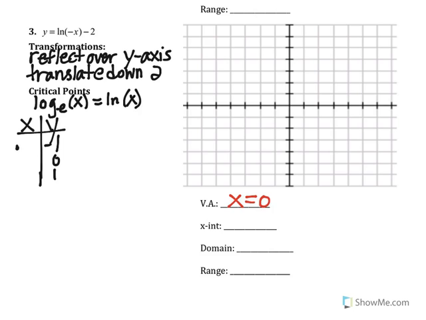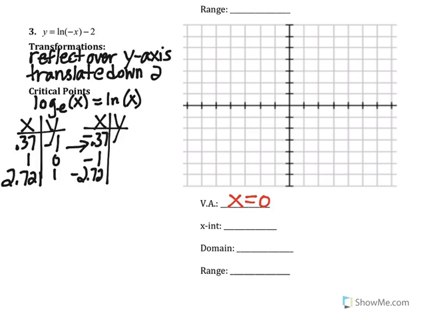Let me just double check that. Yep, comes out to 0.37. 1, and then e, and again you can type these into your calculator. E is about 2.72. That's going to be in your x column. Now we reflect over the y-axis, which is going to make all of the x column negative. We'll keep these guys positive.